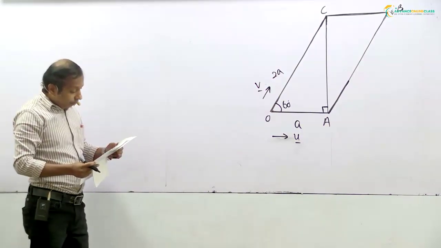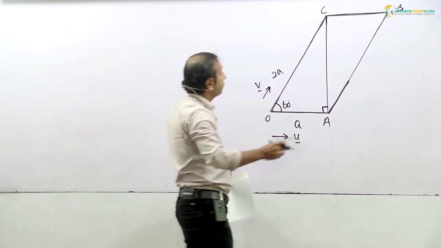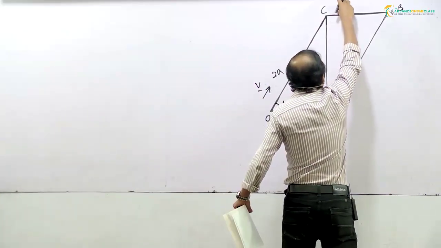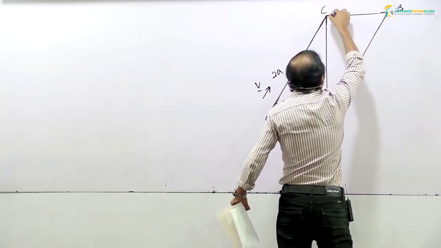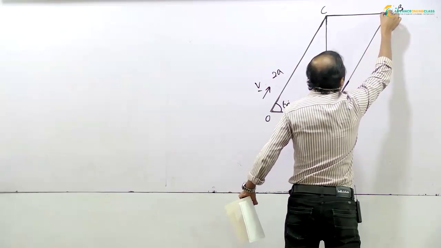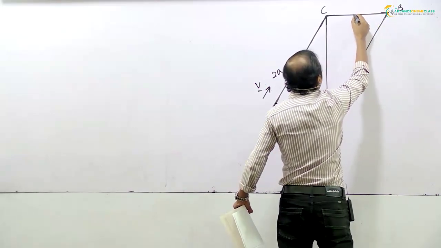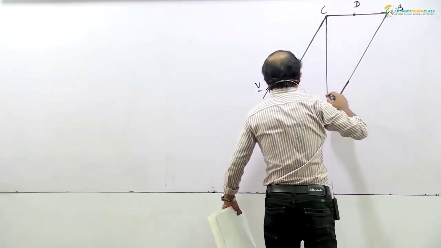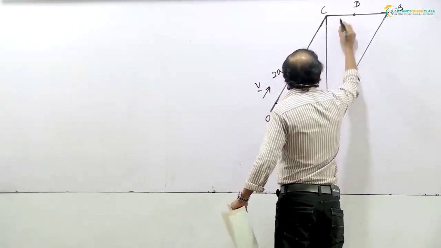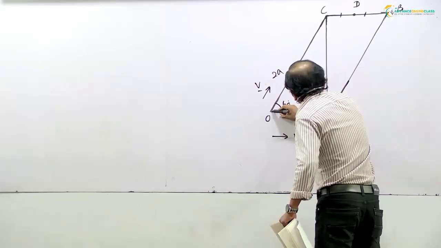Next one. Show that OD, D is the midpoint of BC. Midpoint of BC is D here. Right. You understand this. We can join O and D.